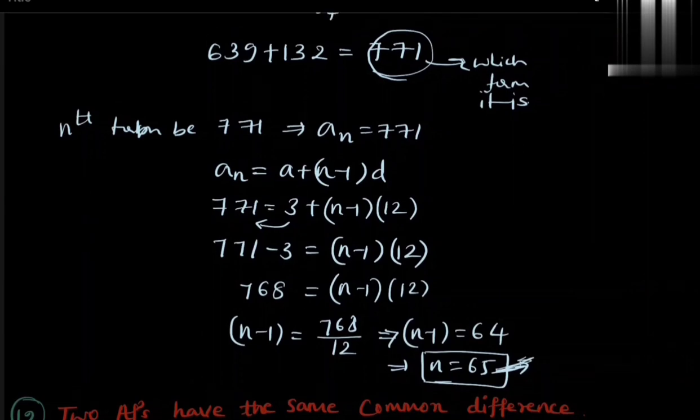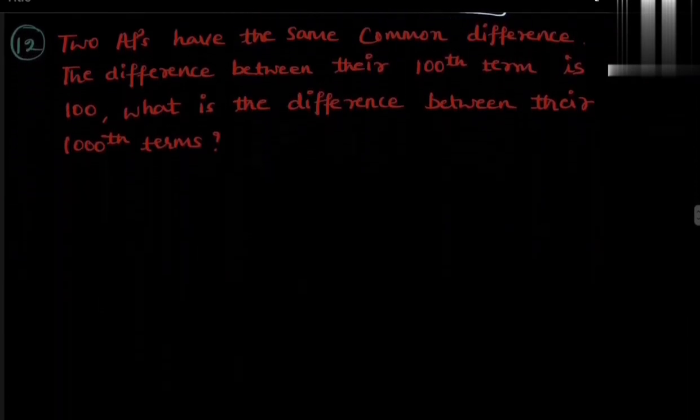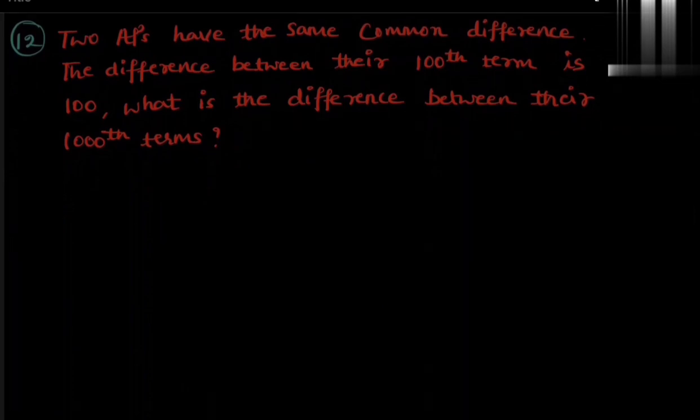Now move on to the 12th problem. So here the question is, two APs have the same common difference. The difference between their 100th terms is 100. What is the difference between their 1000th terms? So here two APs are given, and they have the same common difference.